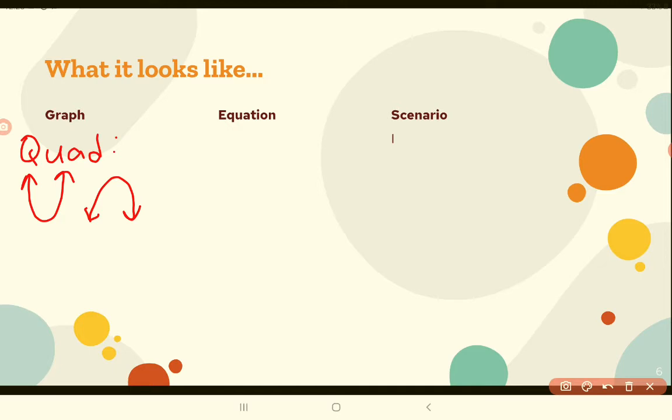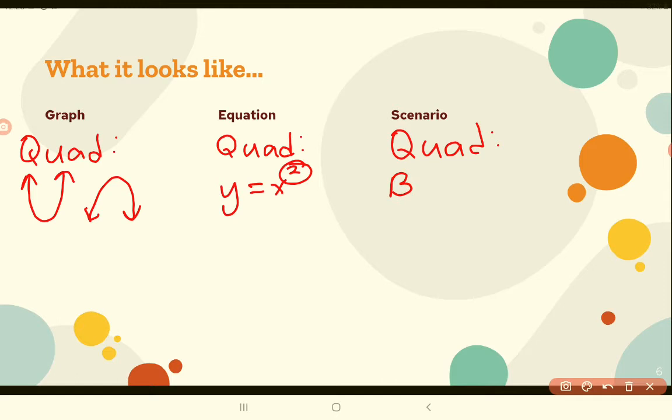What about its equation? What would the equation of a quadratic look like? Well, it's anything where my biggest exponent is 2. Now, we could have an x squared plus 4, we could have an x squared minus 5, but I've got to have the x squared. That has to be there. If it's not there, it's not a quadratic. What's a scenario for a quadratic? Let's see here. Anytime you throw a ball up into the air or you shoot a basketball, that's an example of a quadratic. Okay, so a basketball jump shot would be an example of a quadratic.